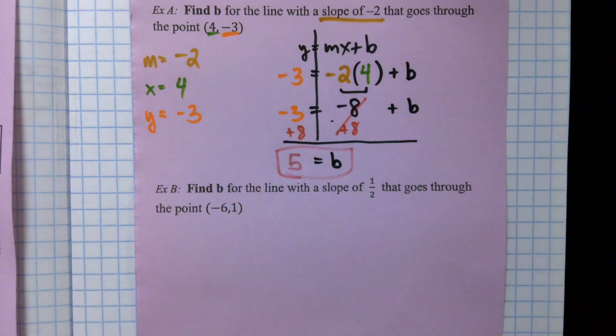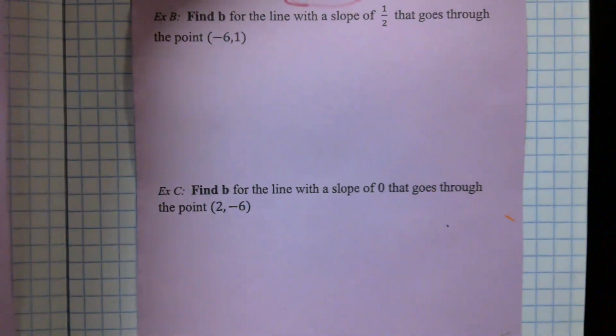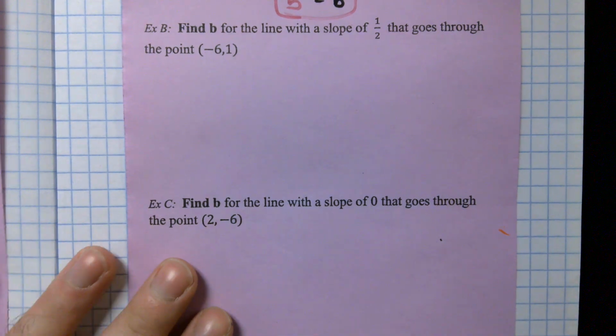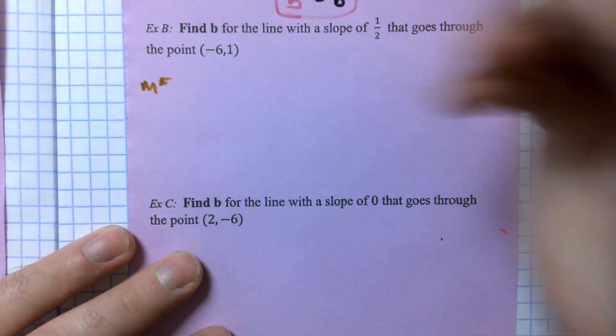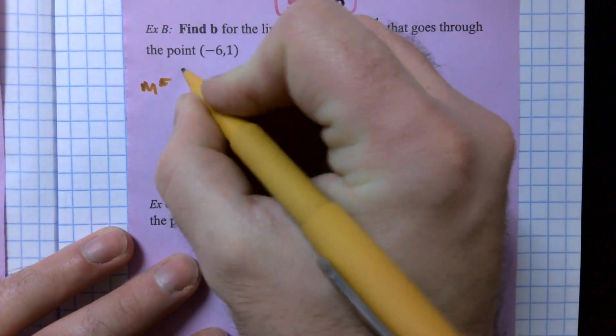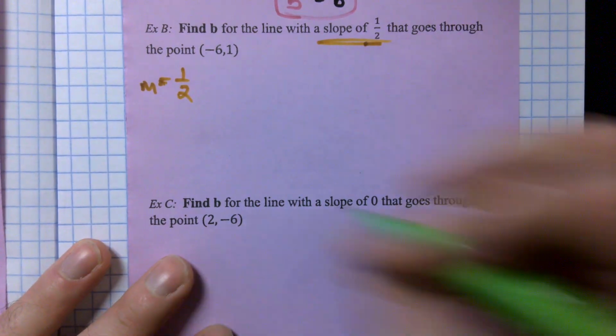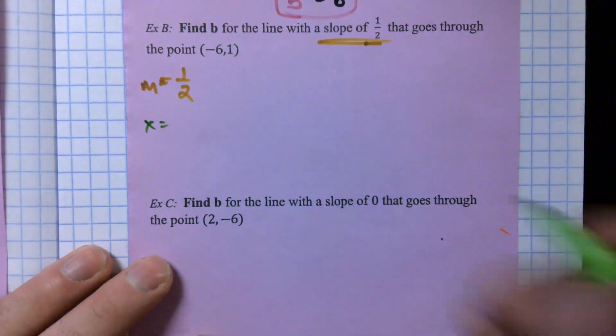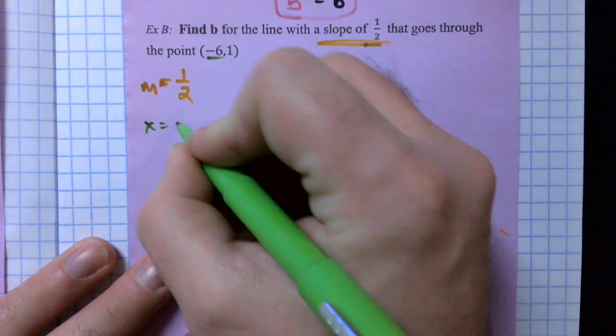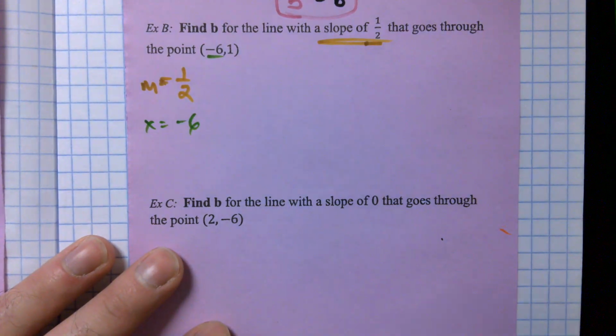Let's take a look. Oh, I see a lot of great work. In example B, what's my m here? What's my slope? 1/2, which is totally fine. What's my x? -6. And what's my y? +1.